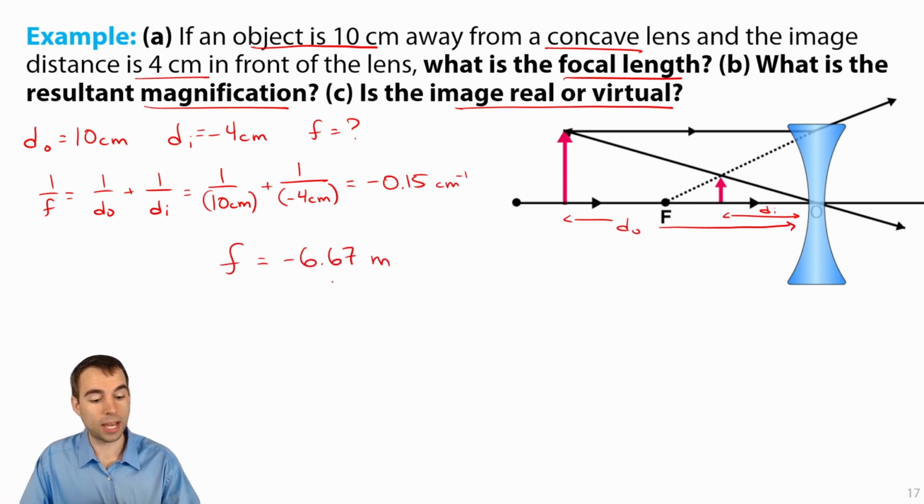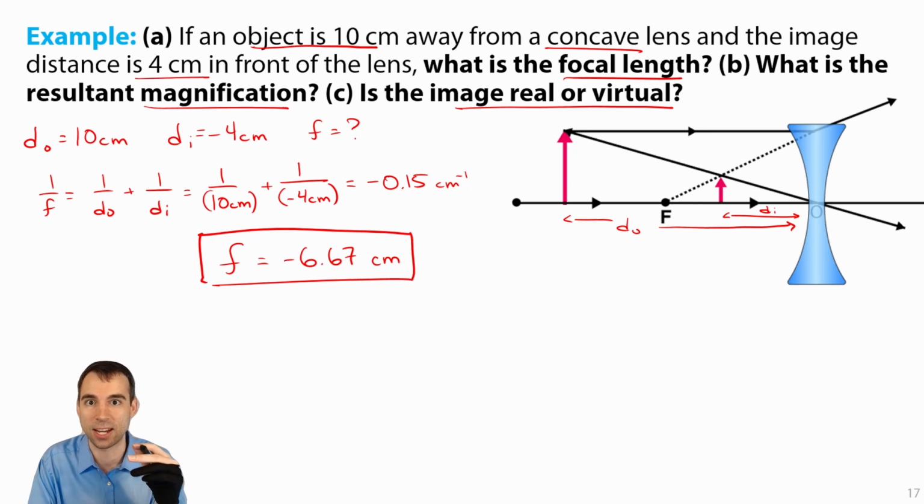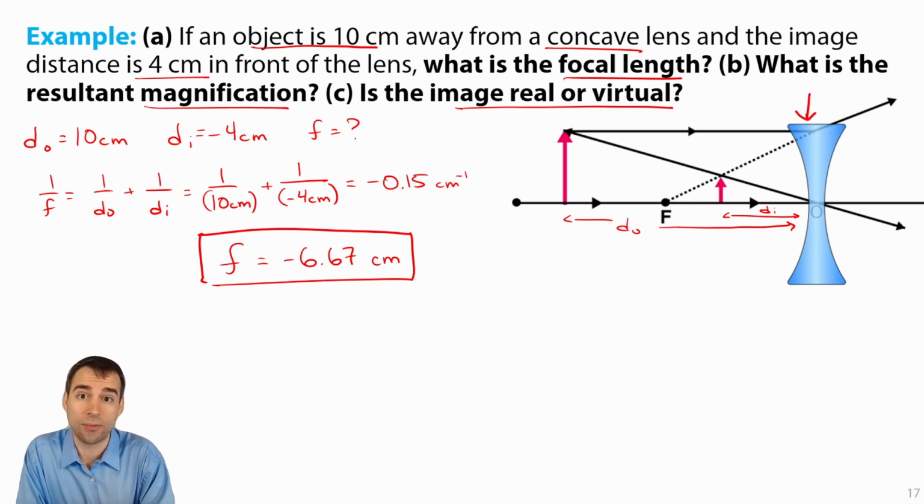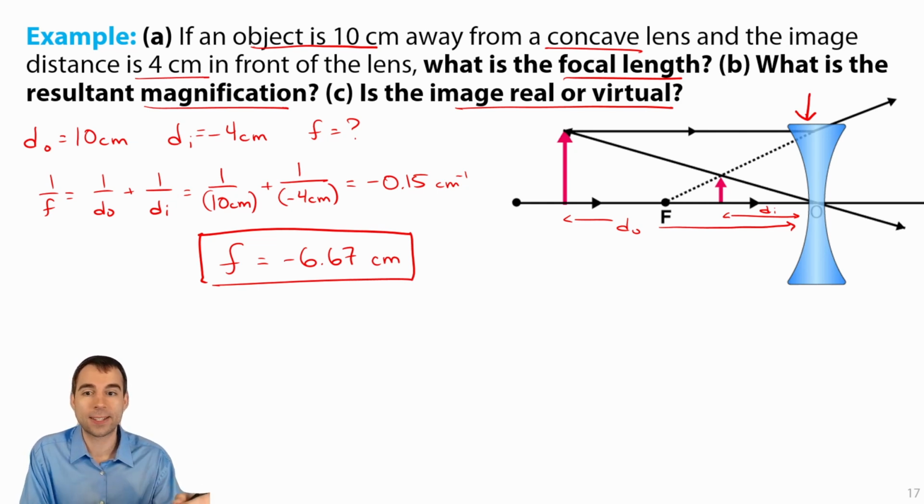Here we get a focal length for this lens of negative 6.67 centimeters. And remember, that negative implies that this is a concave lens. Concave lenses have negative focal lengths, and convex lenses have positive focal lengths. So far, everything is adding up. Let's check our magnification and if the image is real or not.